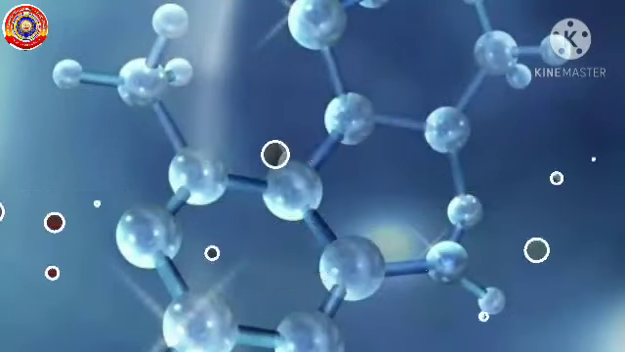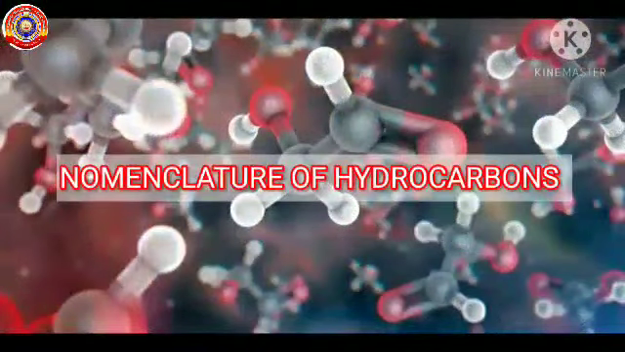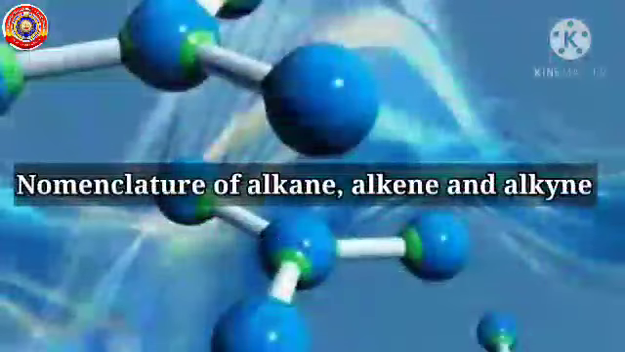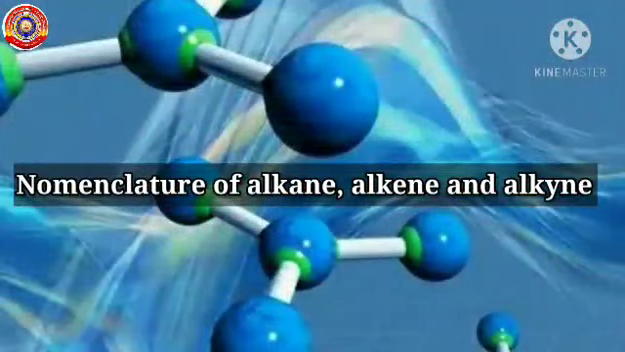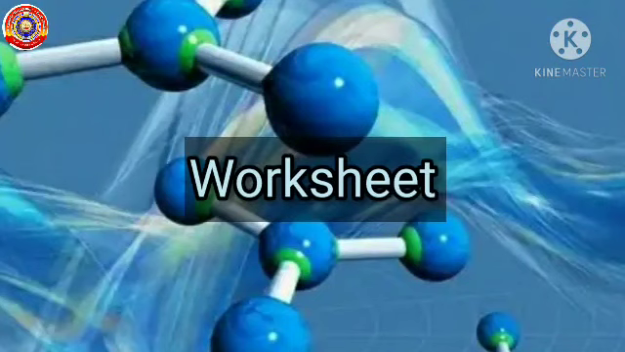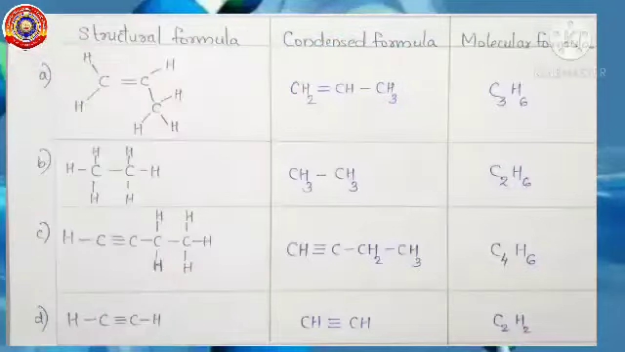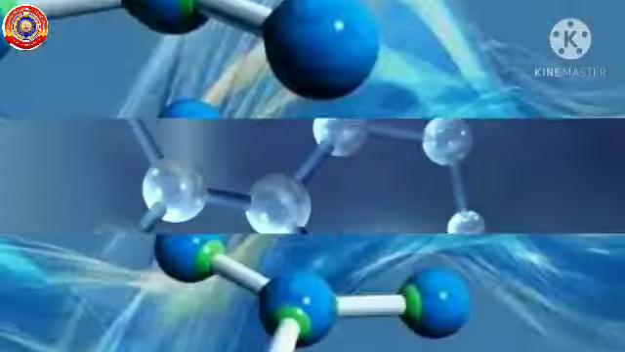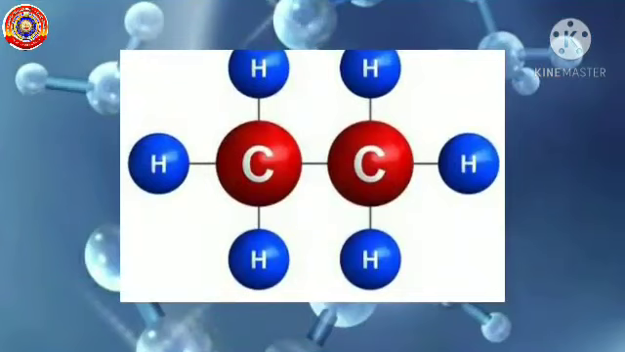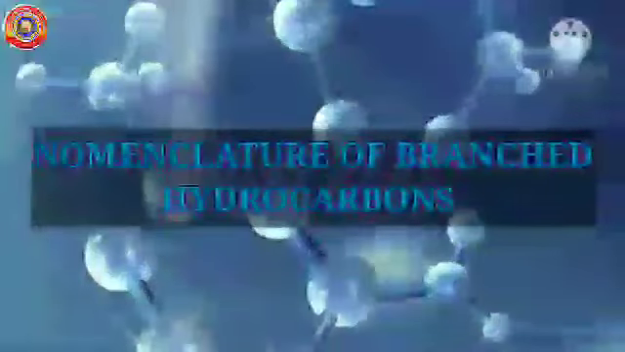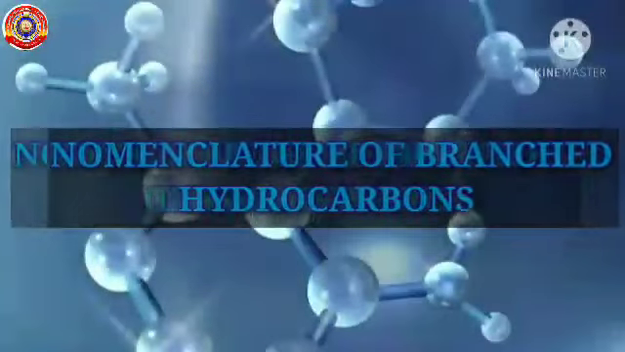Hi dear children, we were discussing the nomenclature of hydrocarbons and we have completed the nomenclature of saturated and unsaturated hydrocarbons, right? Hope you have done the worksheet. Here is the answer. You can check your answer with this. You know how to name the straight chain alkane, or the alkane without branches, don't you? Today, we will learn the nomenclature of branched hydrocarbons.